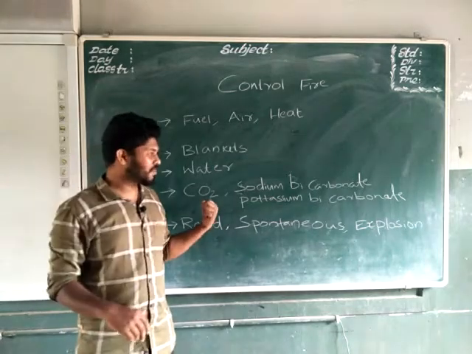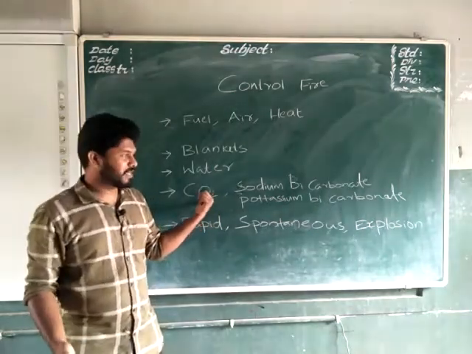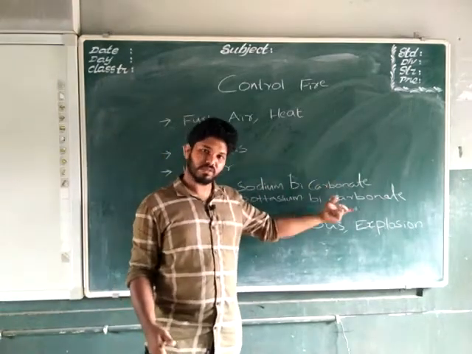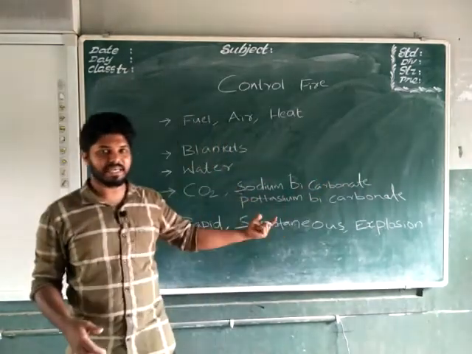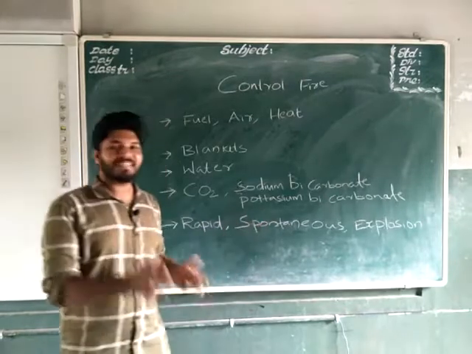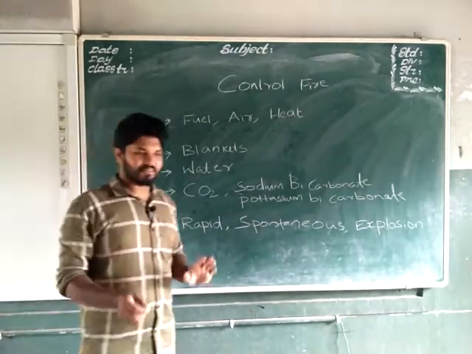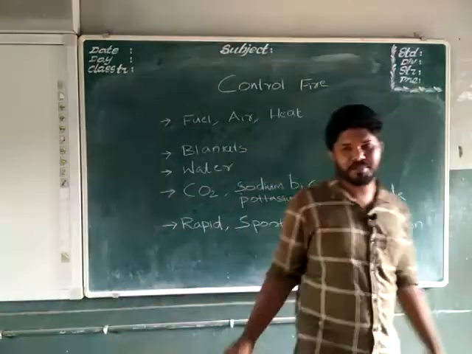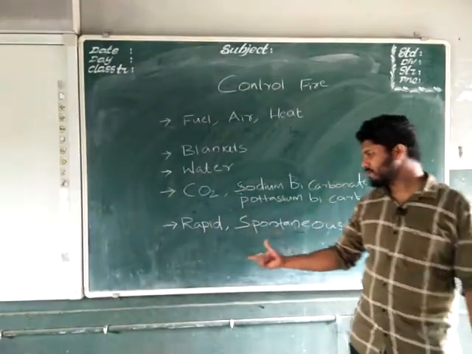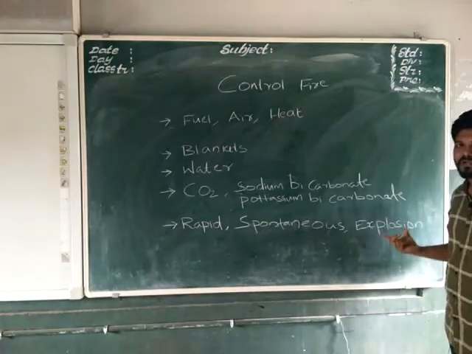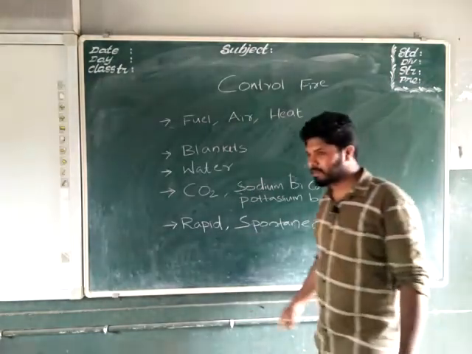So CO2 we use in most of the cases nowadays, and instead of CO2 we can use sodium bicarbonate powder or potassium bicarbonate powder also. So that's all about the fire extinguishers. Now there are three types of combustion process, that is rapid combustion, spontaneous combustion and explosion. There are three types of combustion.